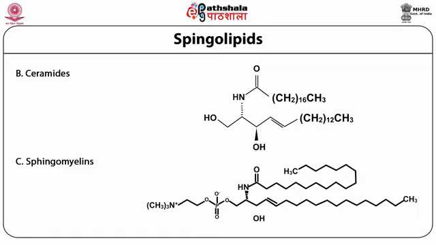Also, it is to be noted that cerebrosides do not contain a phosphate group and hence are neither phospholipids nor ionic in nature. So, sphingomyelins are phospholipids, whereas ceramides and cerebrosides are not. Let's continue to look at some important cerebrosides.